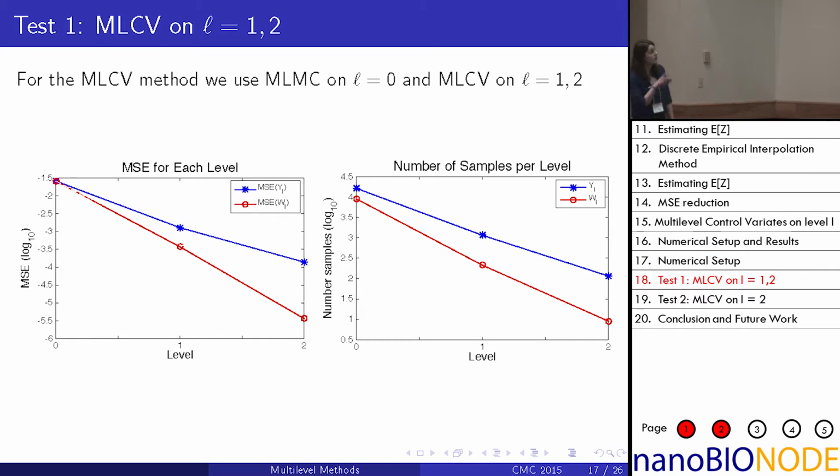So for test 1, maybe I'll back up a sec. All the red lines are our multilevel control variate data, and all the blue lines are multilevel Monte Carlo. The plot on the left gives us our mean square error for each level. We see that as we get to the finer levels, the mean square error of our W right here is going to be smaller than the mean square error of our Y_L. This is good, this is what we want. This is why we're doing this. And this plot on the right is the number of samples we're going to need in each level. Because we get variance reduction as well, we find on every level we need fewer samples for our multilevel control variate process.